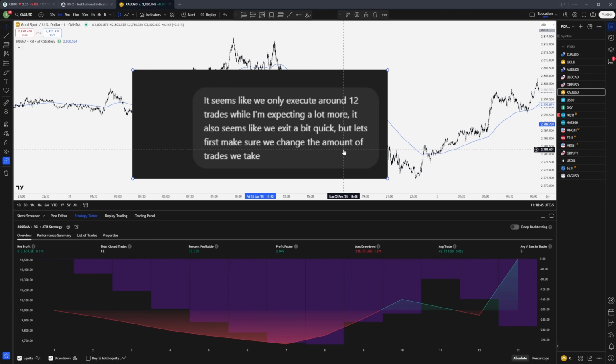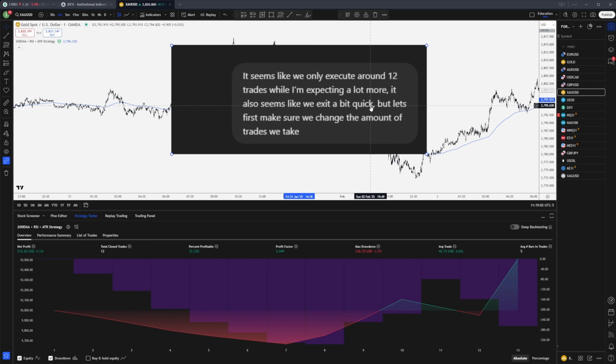So I just prompted GPT again, very simple, all human language here. I said, it seems like we only execute around 12 trades while I'm expecting a lot more. It also seems like we exit a bit quick, but let's make sure we change the amount of trades we take. So this is saying, look, there are two issues, so prepare yourself that there are going to be multiple issues. I'm not just going to spam GPT with all the issues. No, I'm going to be conservative.